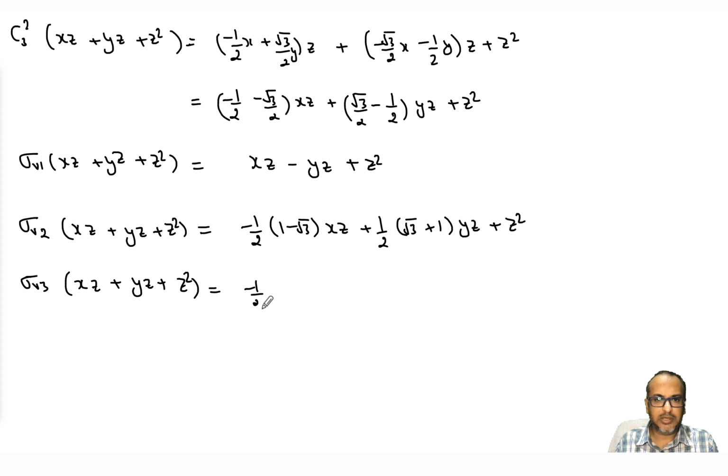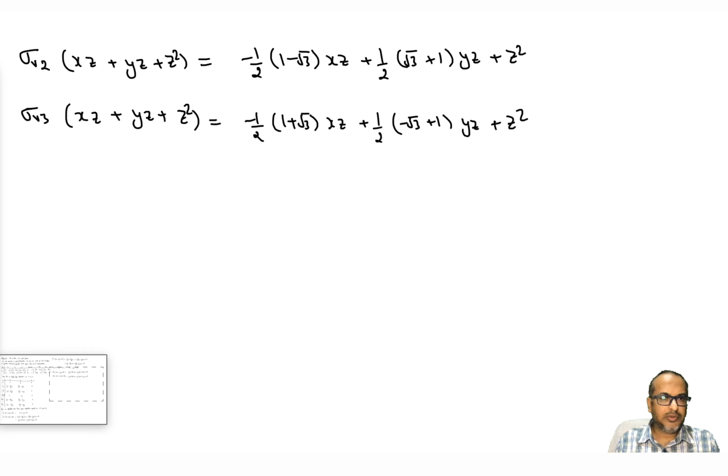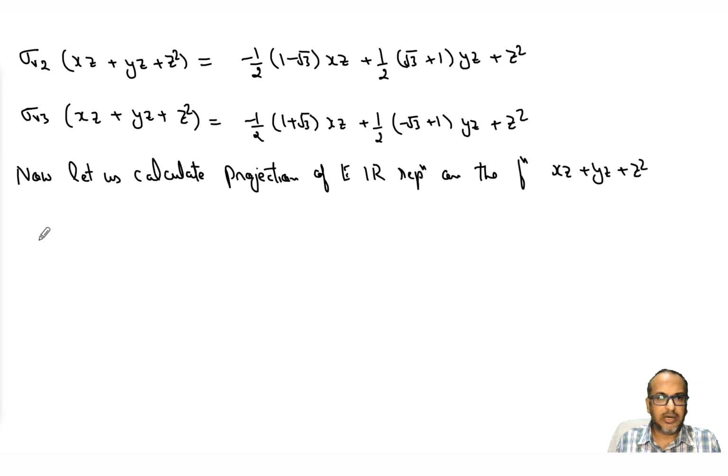This is minus half 1 plus root 3 xz plus half minus root 3 plus 1. Okay. So now let us calculate the projection of E IR representation onto this function. So let's calculate different matrix elements.